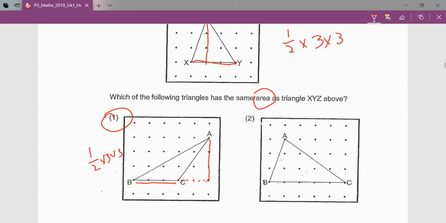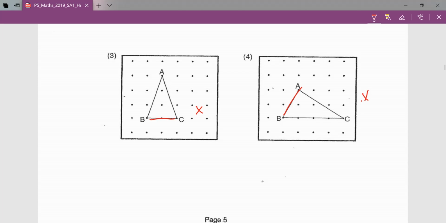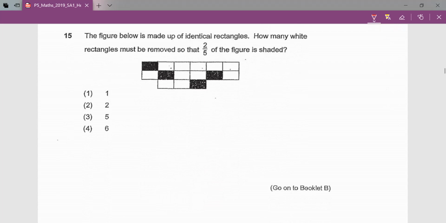Let's look at 2. 2 is 1, 2, 3, 4, 5. 5 units times 1, 2, 3. So it's half times 5 times 3, which is much bigger. So not correct. Answer is 1. I think this.